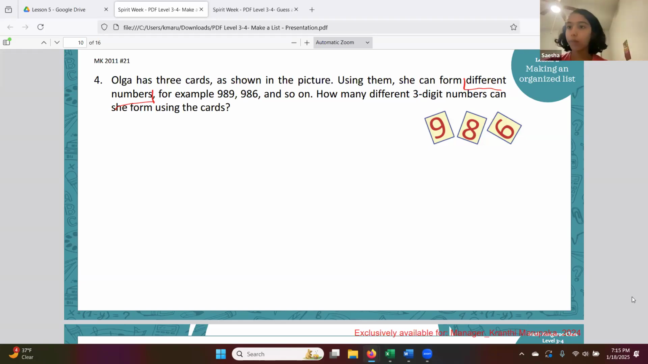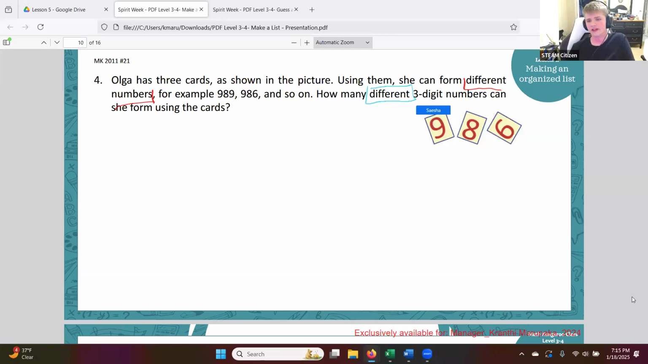I'm just checking. Can we rotate the cards, like the 9 and the 6? I think because it does not say you cannot, you can assume that you can rotate. You can actually assume that you can rotate because it says, for example, 989 and 986. So actually, you would have to do a little bit more complex thinking to use multiplication. So maybe it's just better to actually create an organized list, because you can actually flip the cards, which means that you have more numbers than you have.